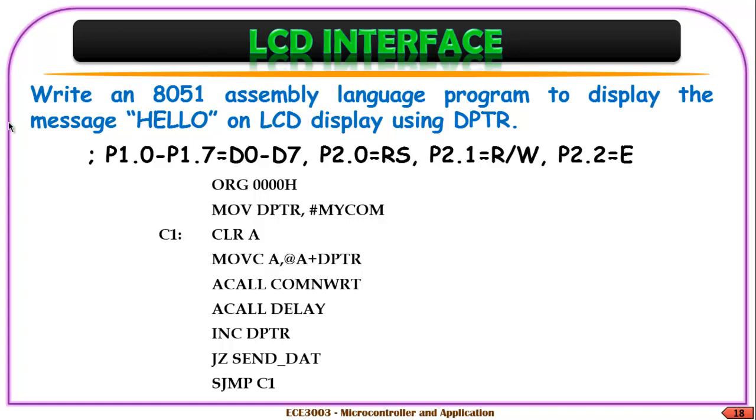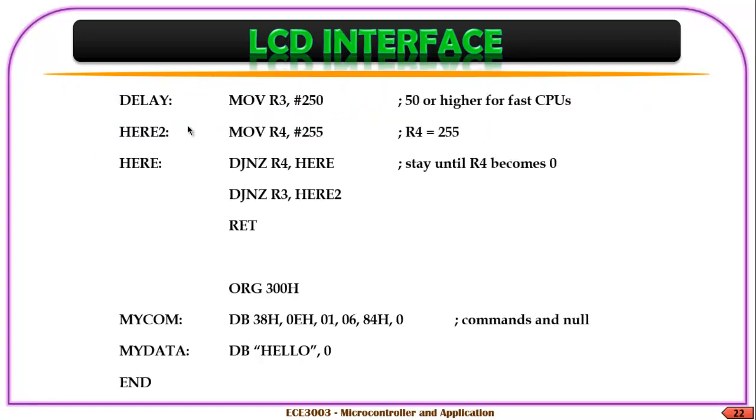In the same fashion, port 1 is meant for connecting D0 to D7, P2.0 is connected for register select, P2.1 is connected for read or write operation, and P2.2 is connected for the enable signal. Here, instead of displaying one character onto the LCD screen at a time, I'm going to pass all the characters to the LCD screen. For this, the appropriate method we are going to use is called the database.